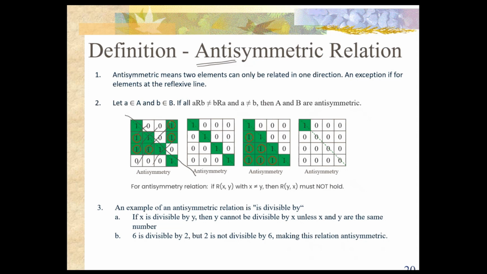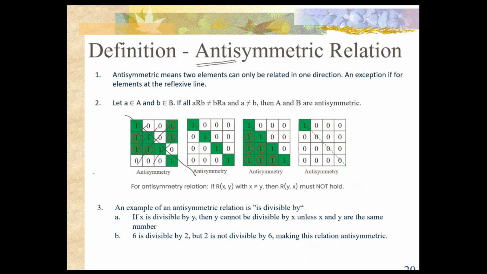So the key idea of anti-symmetry is that it must not have its counterpart. The relationship is only one way.